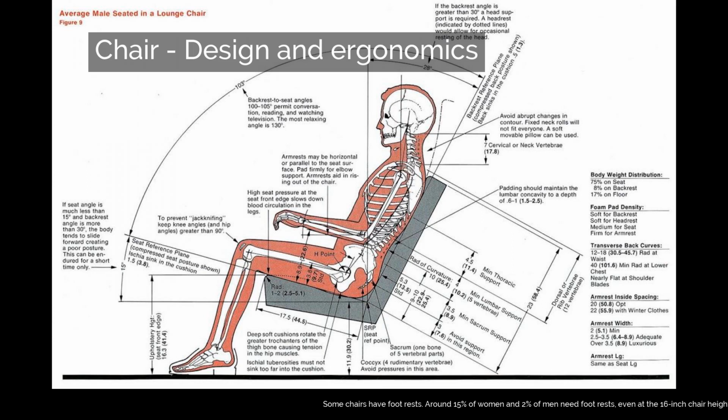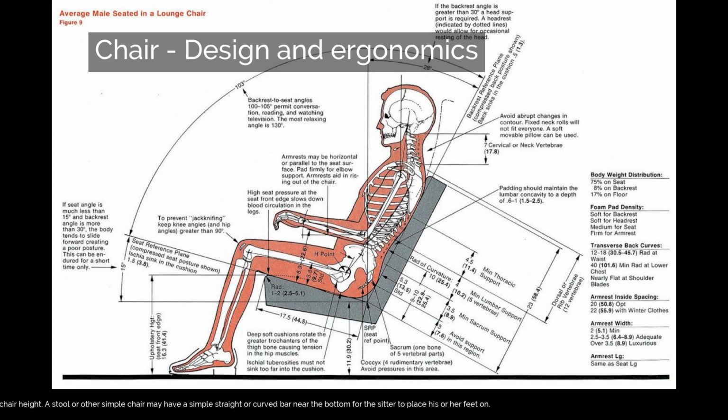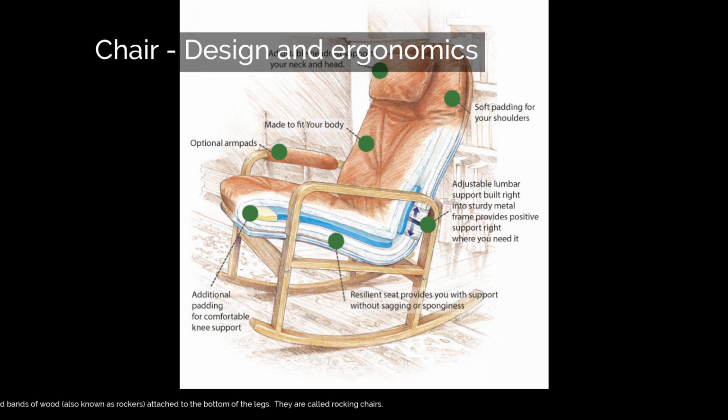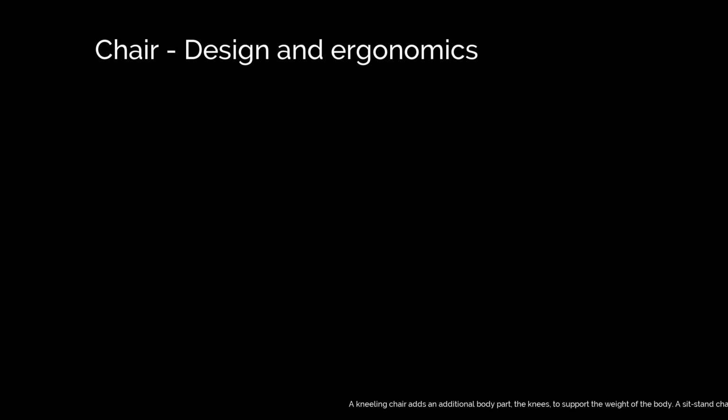Some chairs have footrests. Around 15% of women and 2% of men need footrests, even at the 16-inch chair height. A stool or other simple chair may have a simple straight or curved bar near the bottom for the sitter to place his or her feet on. Some chairs have 2 curved bands of wood, also known as rockers, attached to the bottom of the legs. They are called rocking chairs. A kneeling chair adds an additional body part, the knees, to support the weight of the body. A sit-stand chair distributes most of the weight of the occupant to the feet.